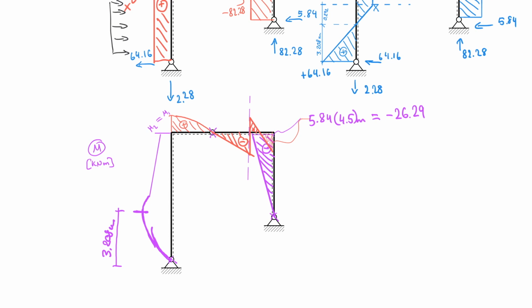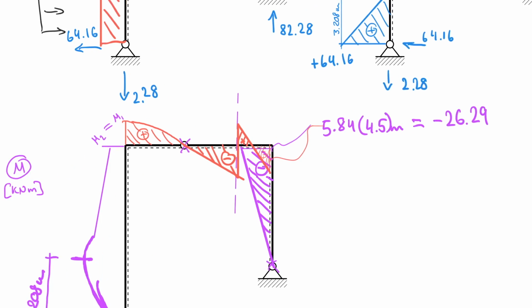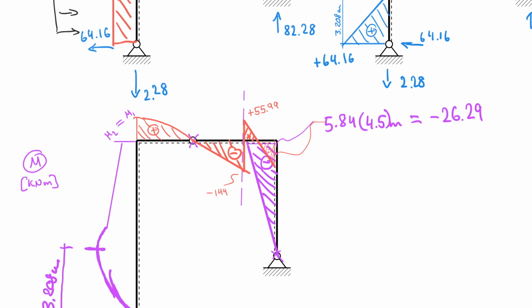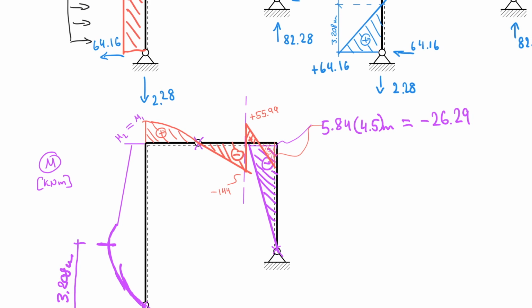So we have a value of plus 55.99. And then we have negative 144. And in the corner, we have 84.58, and that's positive. So here we have plus 84.58.